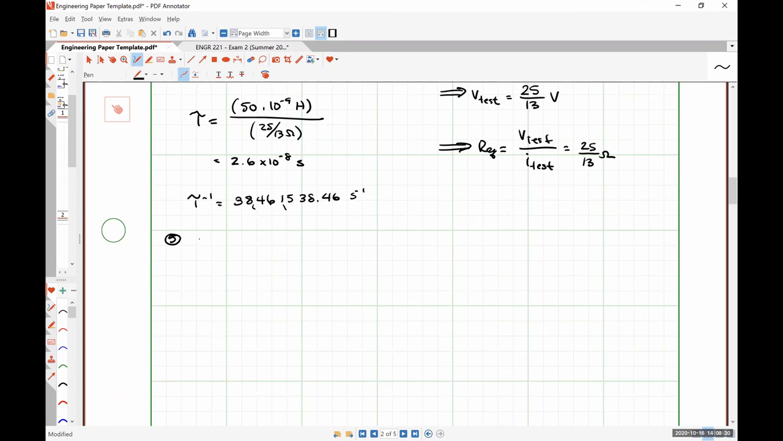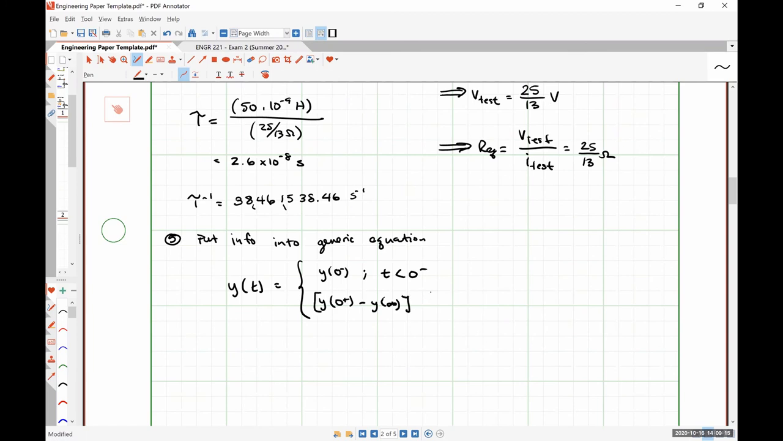All right, so our last step is to put our collected information into our generic equation. And our generic equation is going to look slightly different than it did previously, because we now have information that our current isn't going to settle to a value of zero at t is equal to infinity. So our generic equation, y of t, will now look like this. It's going to be y at zero minus for t less than zero minus, and it'll be y at zero plus minus y of infinity, e to the minus t over tau, plus y at infinity for t greater than or equal to zero plus.